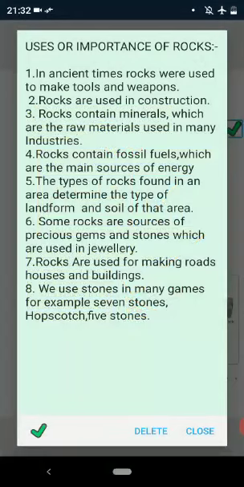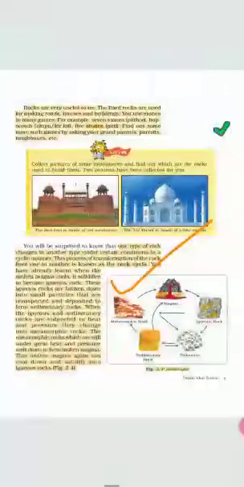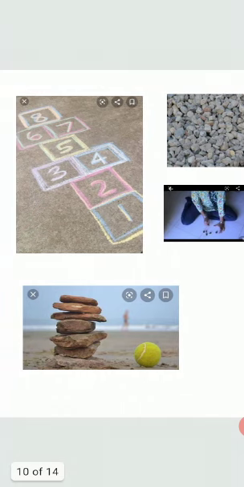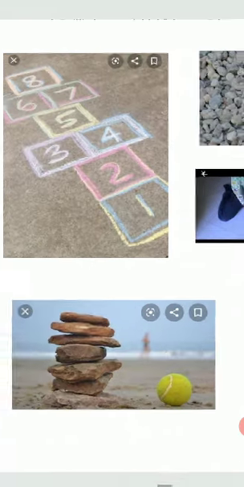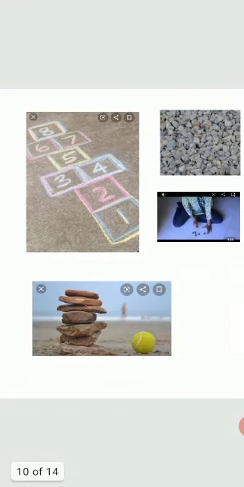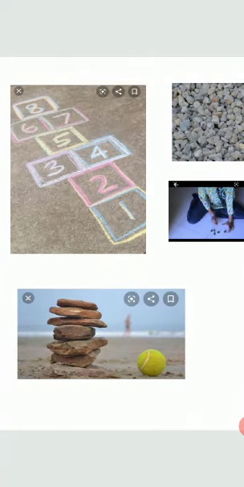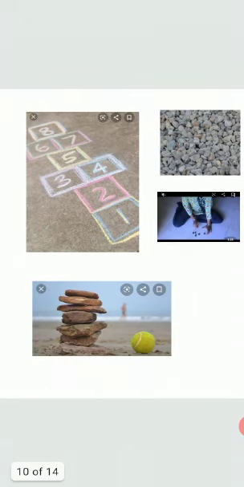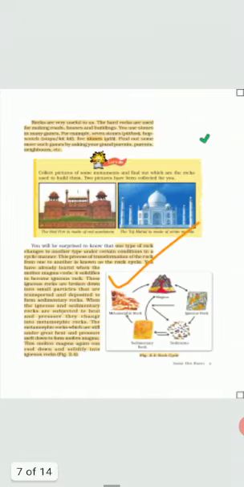Rocks are used for making roads, houses and buildings. We also use stones in many games, for example 7 stones, hopscotch and 5 stones. You can see the images of these games here. These are the games which have been talked about here, that is 5 stones, then hopscotch, and the last one is 7 stones. Right? Let's continue.